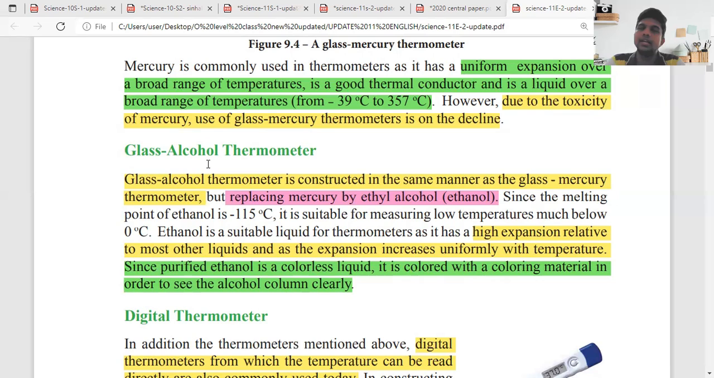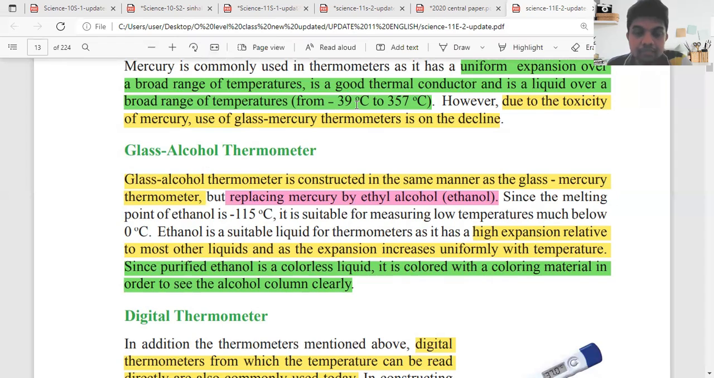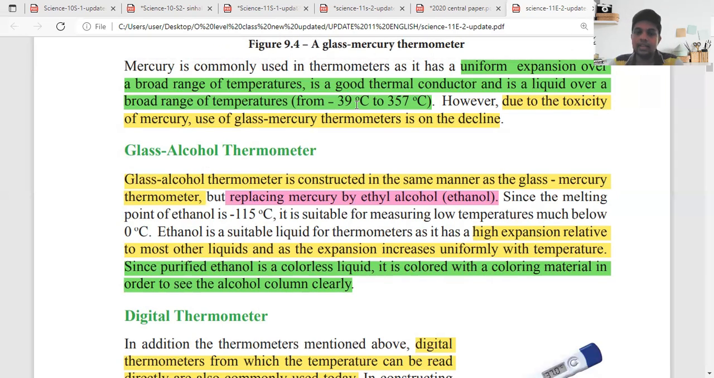Basically, previously we had to use mercury. Now we are coming up with a solution. Now we are using alcohol. So the only difference is, the structure is the same, but we are replacing the liquid with alcohol. Just consider the melting point of mercury is minus 39. So in that sense, we can measure temperatures from minus 39 to 357 with the glass mercury thermometer.